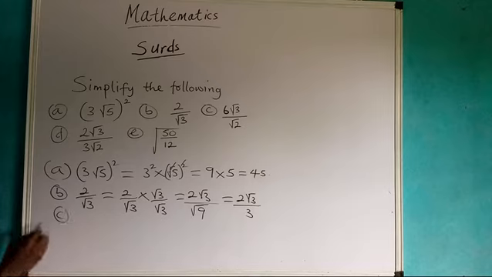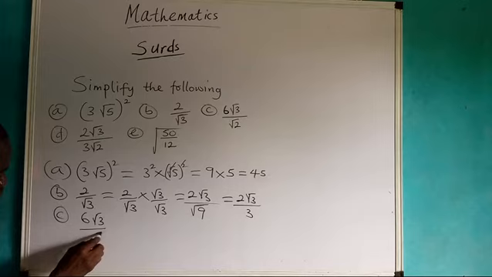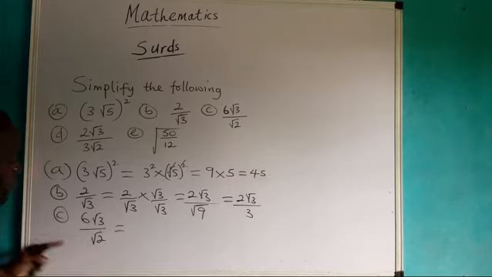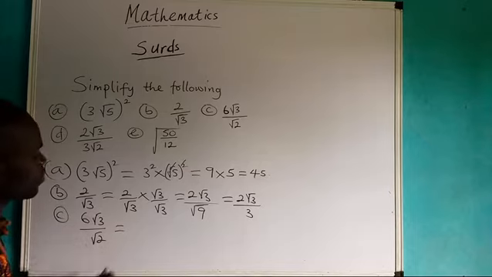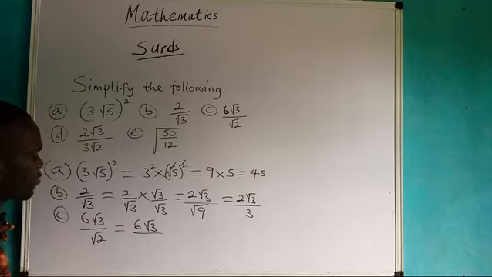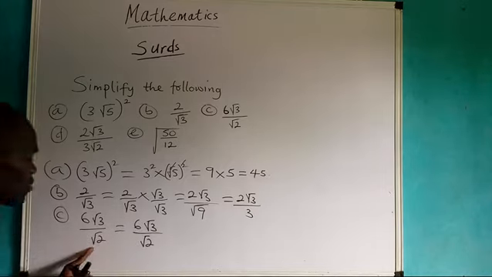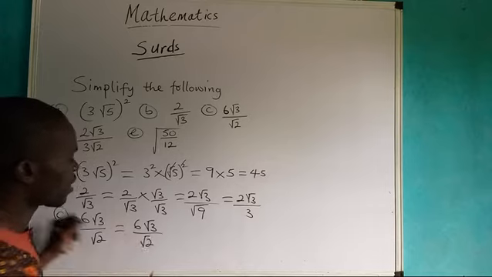Now let us consider the next one, which is question C. We have 6 root 3 all over root 2. To do this, we still have a surd at the denominator. For this one, question C, we have a surd at the denominator. Therefore, we still use that surd to rationalize the fraction. We have 6 root 3 all over root 2. Now use the surd at the denominator to rationalize the fraction.